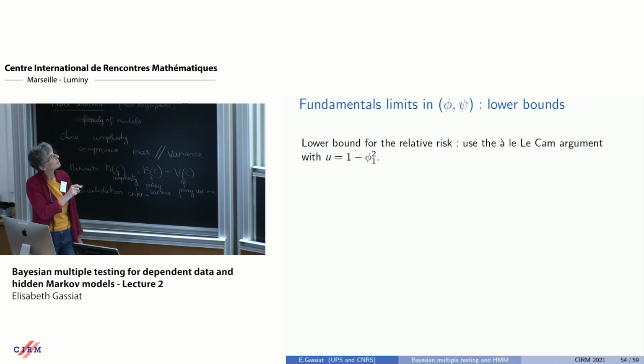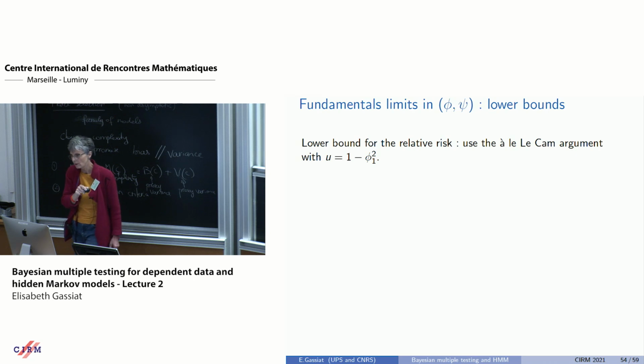And at the end, you get the upper bound for the Kullback divergence between your n-dimensional densities of observations. And to end the story, you use the 2 points lower bound from Le Cam.